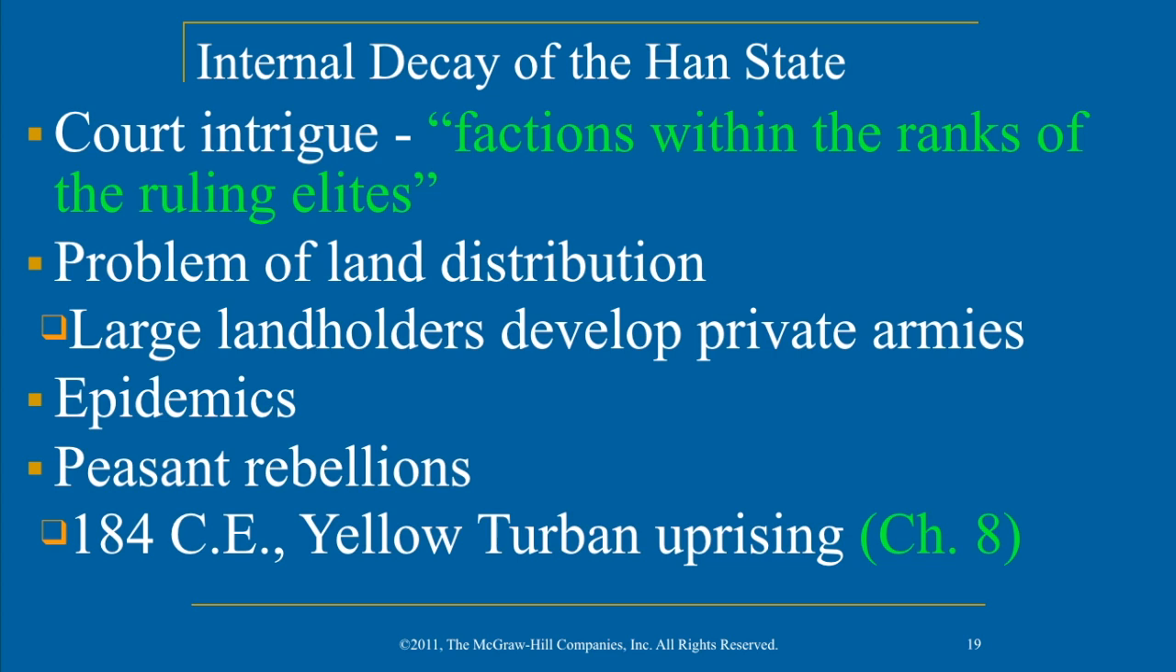The internal decay of the Han state. We're now going back to China to focus inward. There was court intrigue. According to our books, there were factions within the ranks of the ruling elites. People were making marriage alliances and backstabbing one another and murdering one another in a bid to try and put their kids or themselves into power.